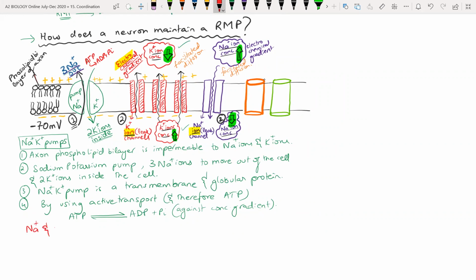and potassium ion leak channels. We call them leak channels because, again, the ions are simply diffusing. So maybe that's why they use this word.